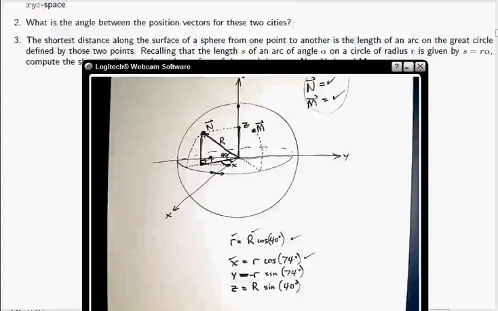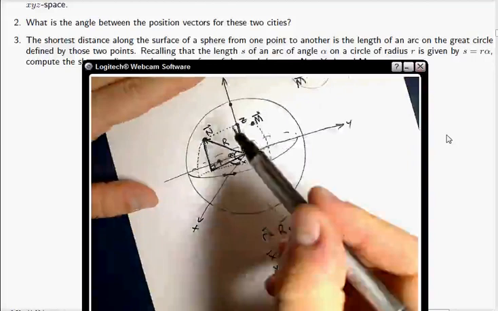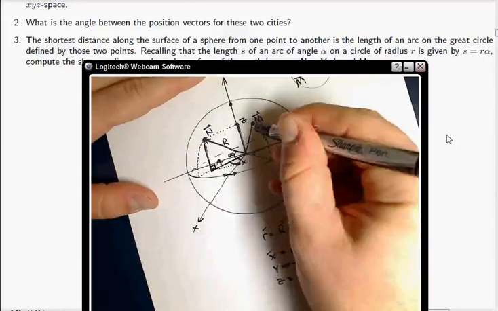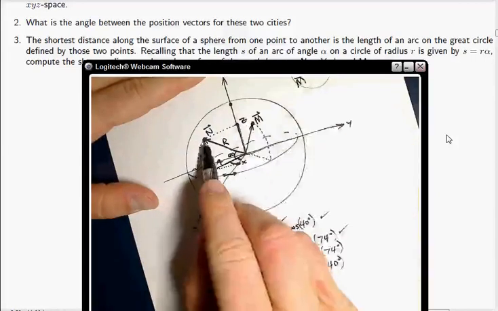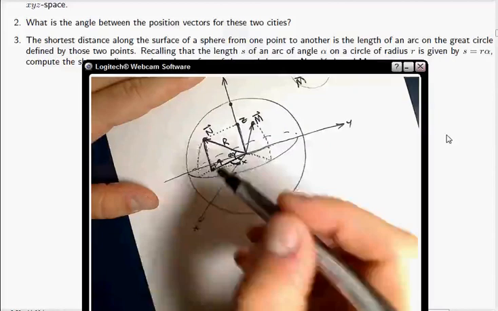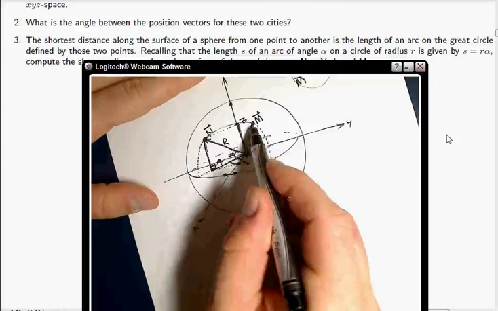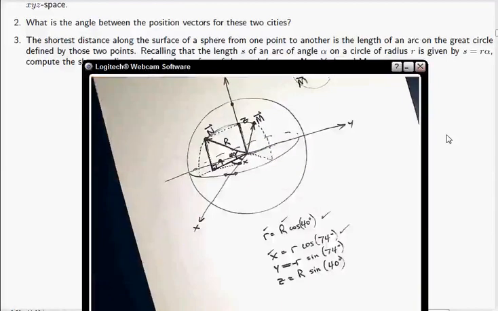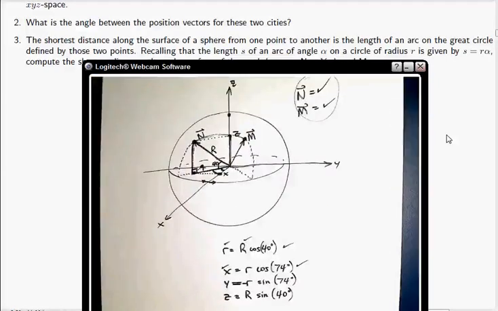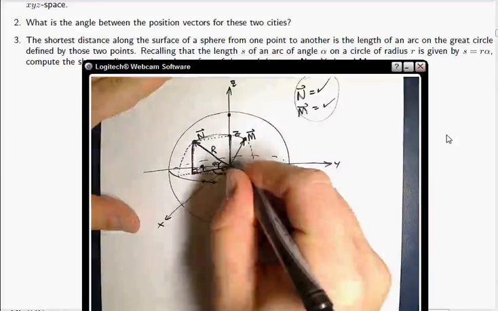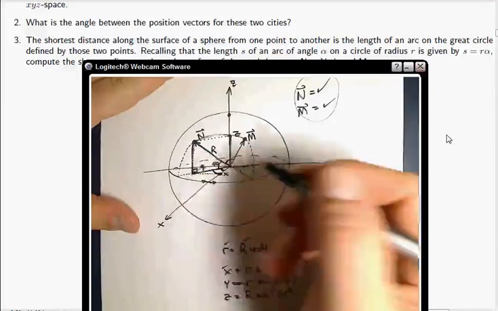So it says, what's the angle between these position vectors? I've got a position vector for Moscow and a position vector for New York, and I want to look at the great circle between those and ask what's that angle. Does that make sense? In other words, I want to know the angle between these two vectors.